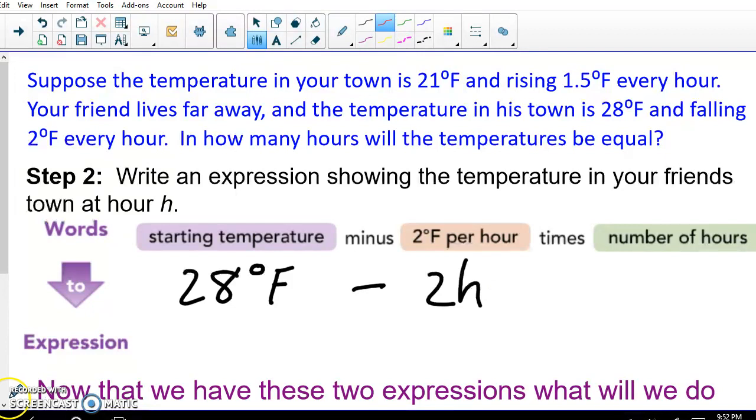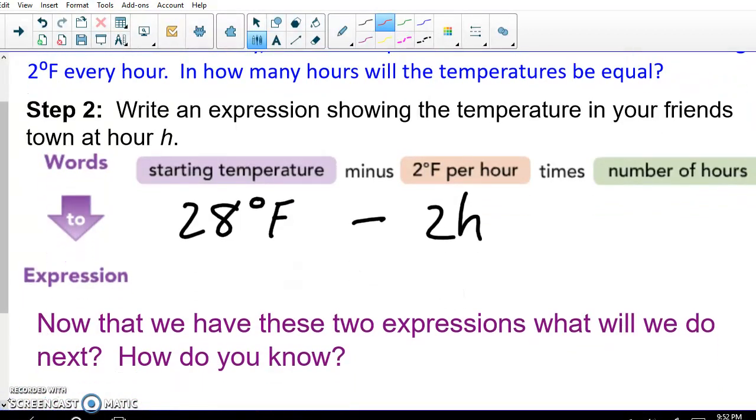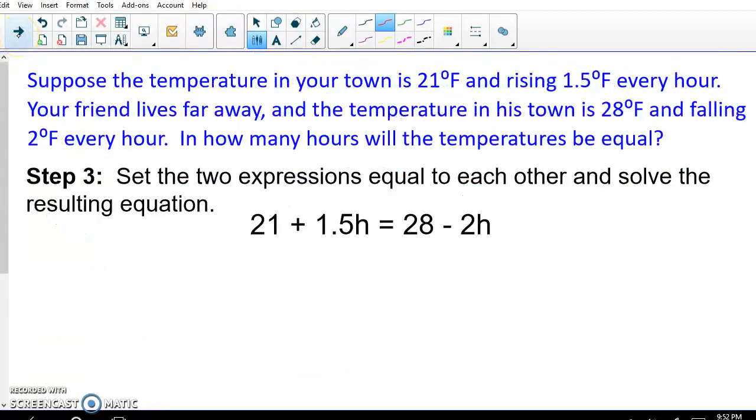Now that we have these two expressions, we can take the skill we've been working on and set these two expressions equal to each other, because we want to know in how many hours will the temperatures be equal. So I want this expression to be equal to the expression for the temperature in my town. So we have our two expressions set equal, and now we get all of our variables together.